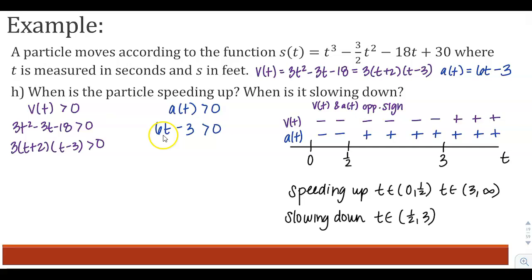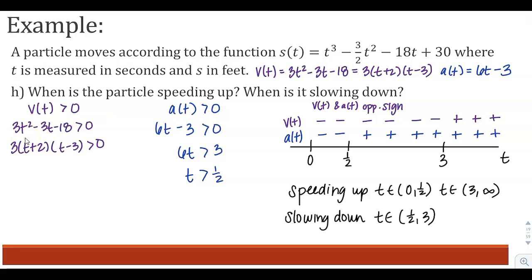Acceleration was a linear function. 6t minus 3 greater than 0 can be solved by adding the 3 to the other side and dividing by 6. So we have 6t is greater than 3, or t is greater than 1/2. So acceleration is greater than 0, or positive, when time is greater than 1/2, which does match our graphical interpretation. When time was greater than 1/2, acceleration was positive, and when time was less than 1/2, or between 0 and 1/2, acceleration was negative.